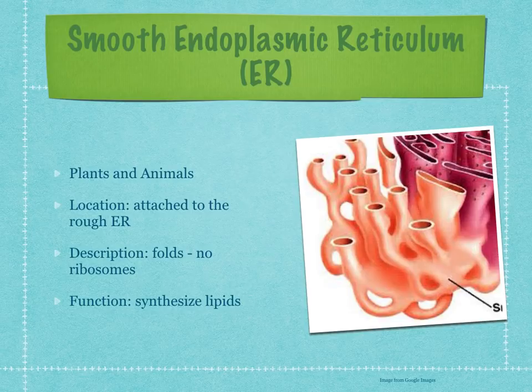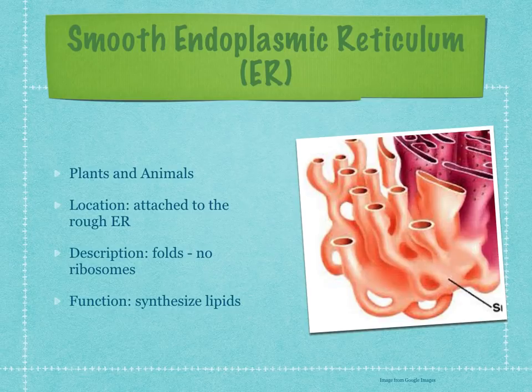Here I have folds, but I have no ribosomes because my job is to synthesize lipids. The smooth ER itself creates those lipids, those fats, for all kinds of things, including making more cell membrane. Because it's doing that, it doesn't need those dots, which are the ribosomes, which make the rough ER called the rough ER.